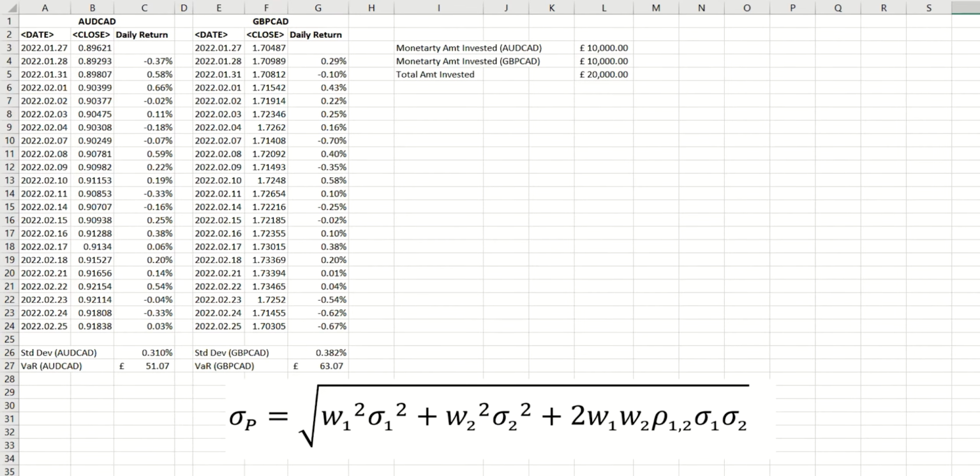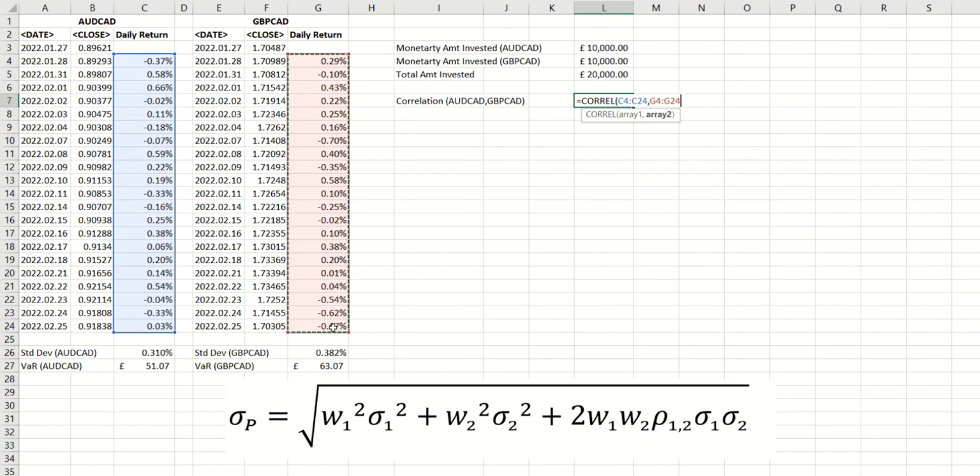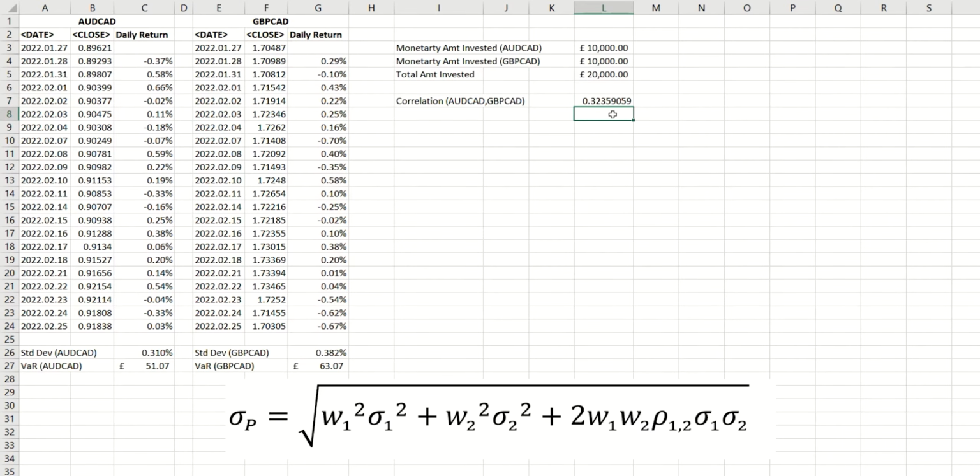So the first thing I'm going to do is to calculate a value for rho here, which if you remember is the correlation between the two assets. And again, we can take advantage of a built-in Excel function to help us to do this, which is just the CORREL function, and we choose the returns from one of those assets, and the second parameter is the return from the other. And so this is our correlation, 0.324.